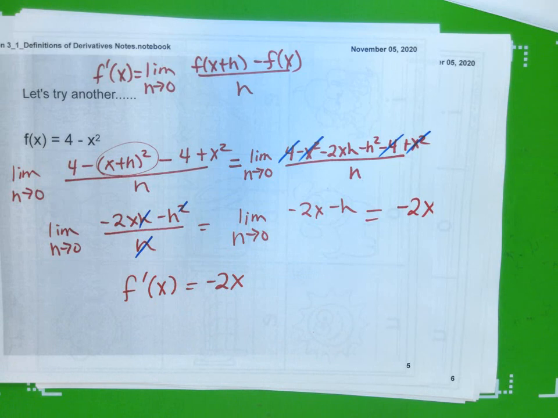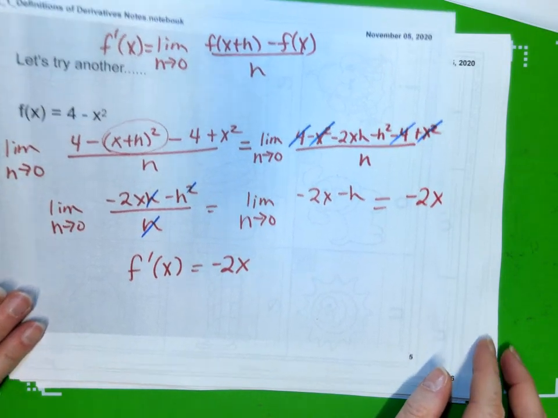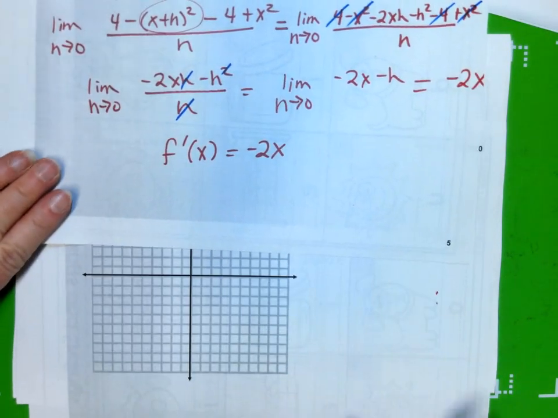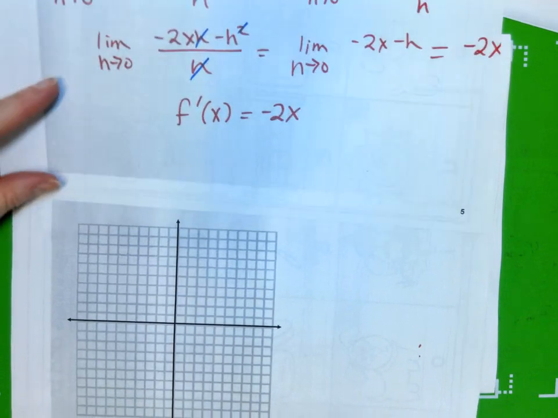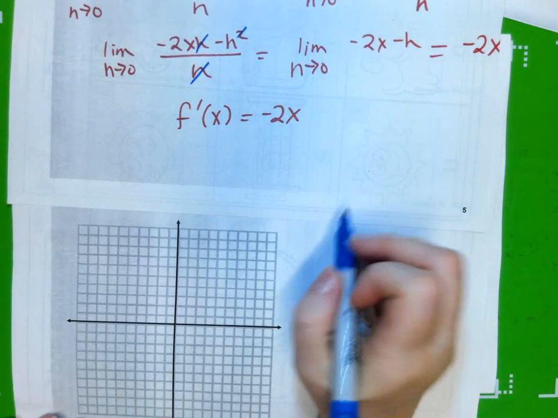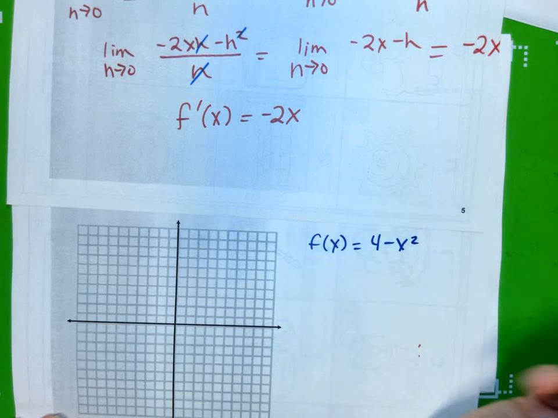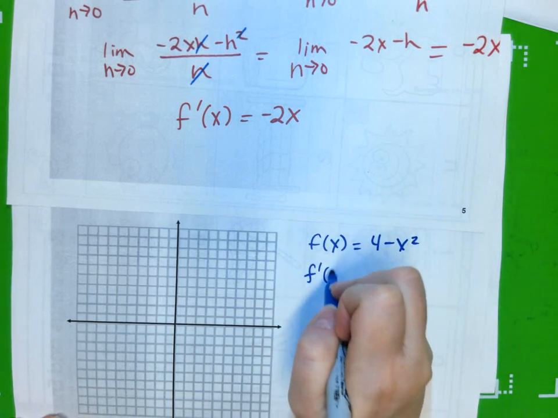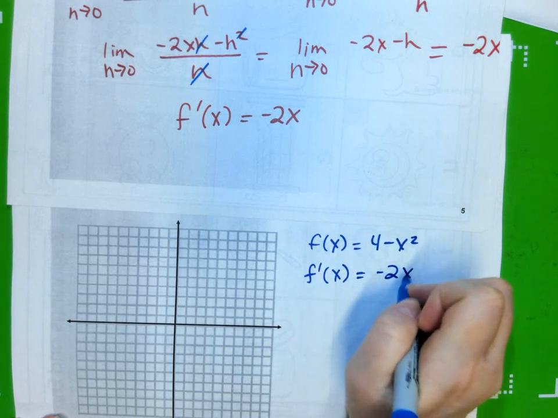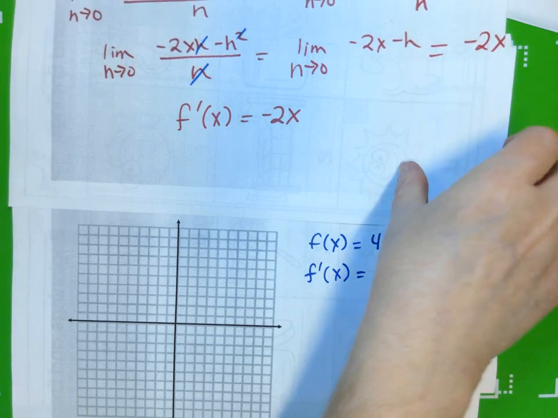Let's see what happens when we put this into a graph again. I'm going to slide this up a little bit. I'm going to bring my graph over. I'm going to copy a couple of things down. Okay, my original function is 4 minus x squared, and my derivative function is negative 2x. Just bringing those two pieces of information along for the ride.